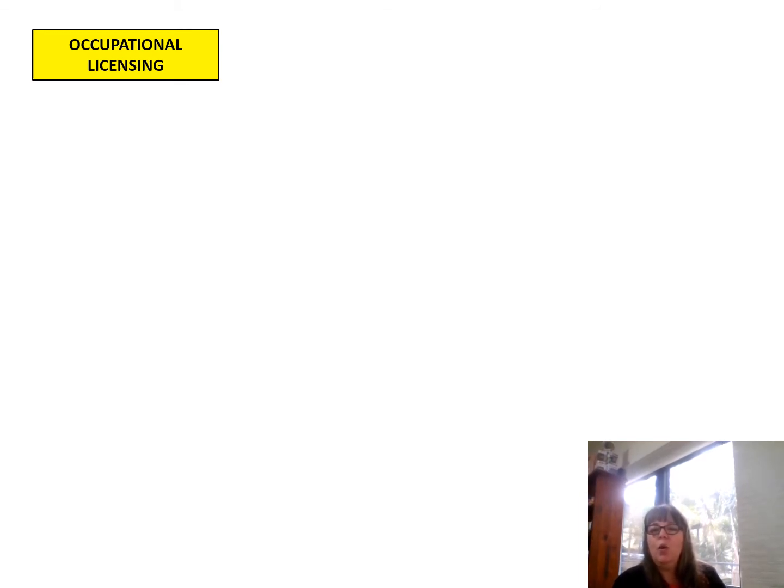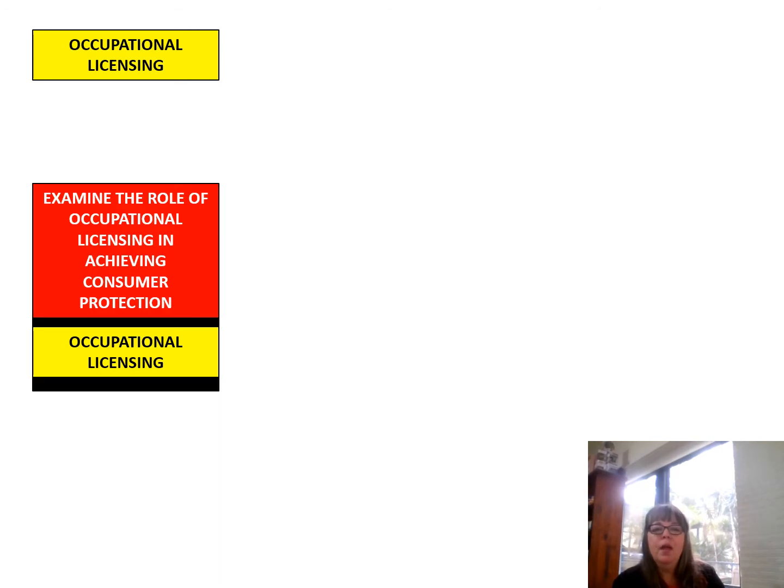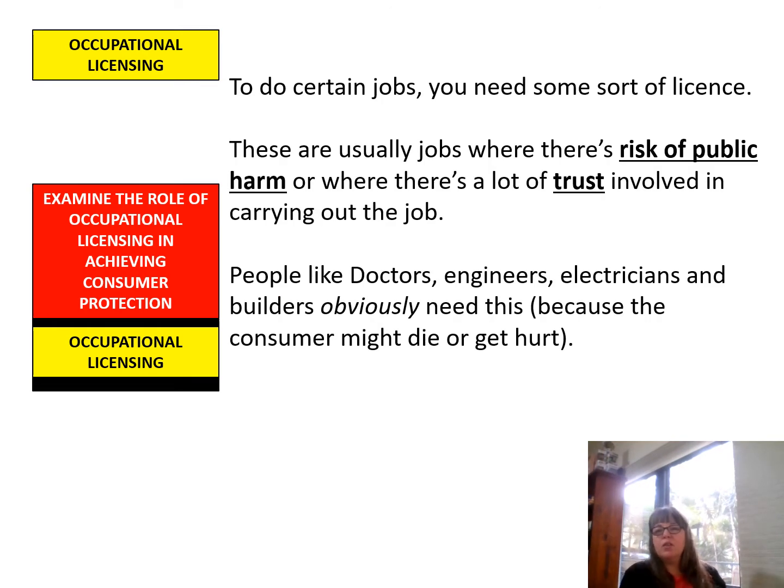Okay, let's go. Examine the role of occupational licensing in achieving consumer protection. So to do certain jobs, you need to have some sort of license. They're usually jobs where there's a risk of public harm or where there's a lot of trust involved in carrying out the job. So people like doctors, engineers, electricians and builders obviously need this because the consumer might die or get hurt if these people do not do their job correctly.